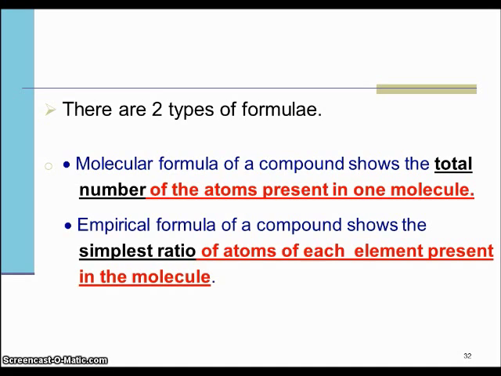There are 2 types of formula. The first type is what we call the molecular formula. The molecular formula of a compound shows the total number of atoms present in one molecule. The second type is the empirical formula of a compound, which shows the simplest ratio of atoms of each element present in the molecule.